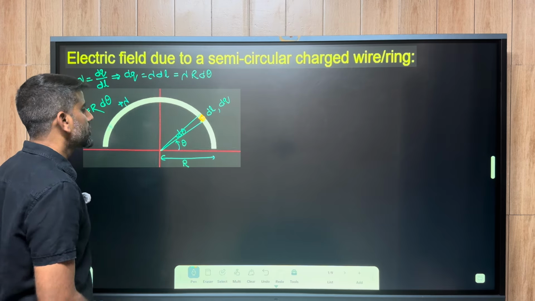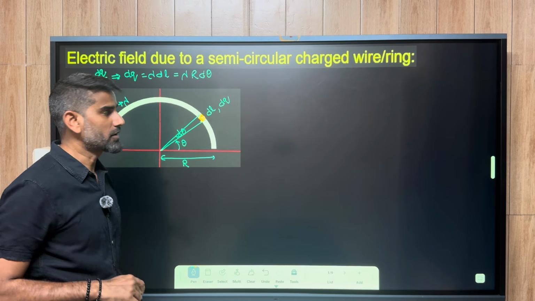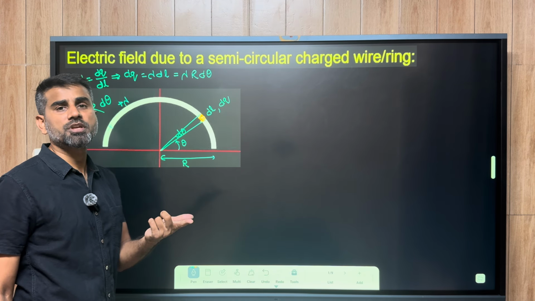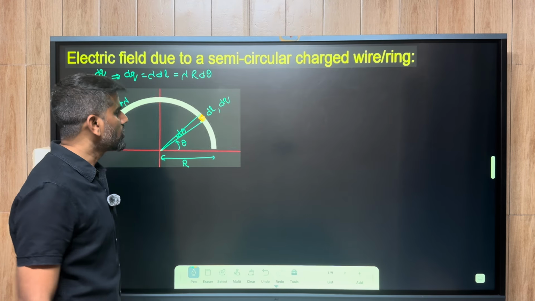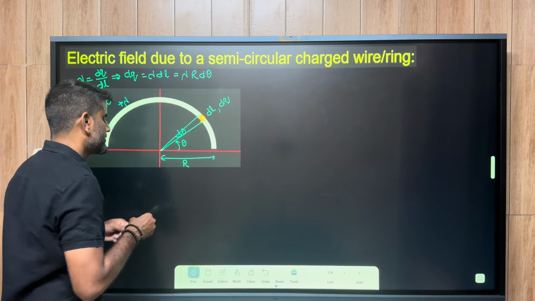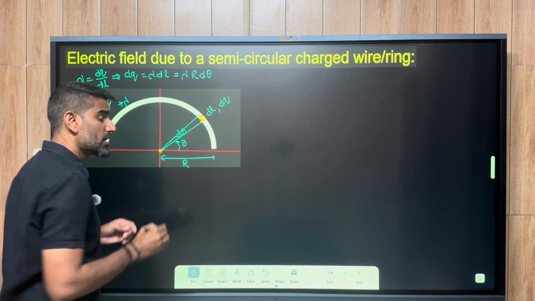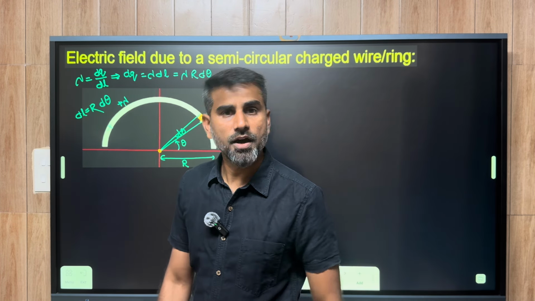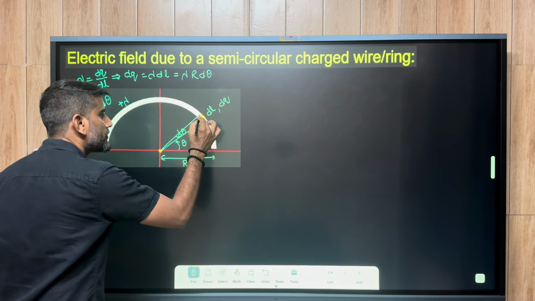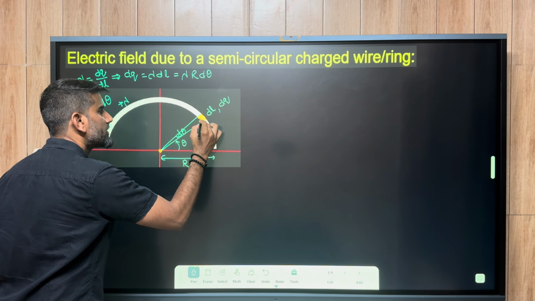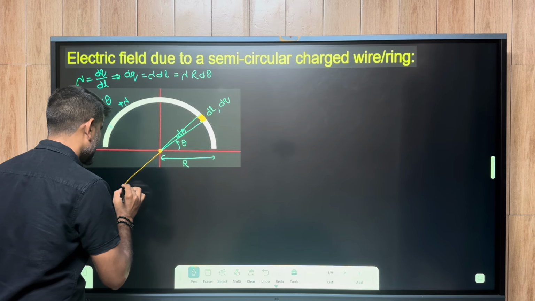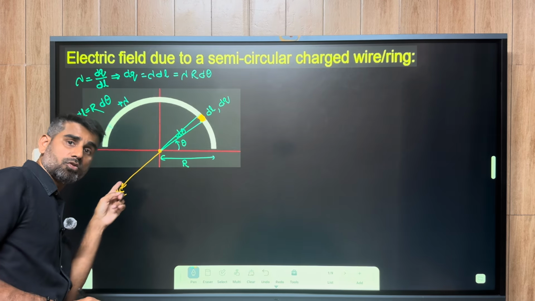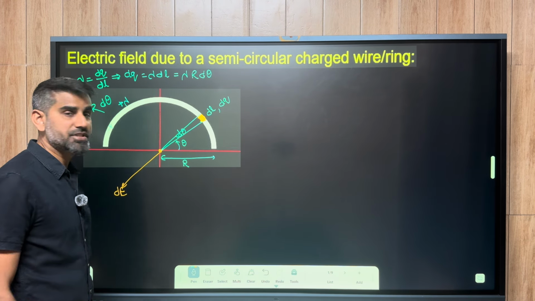Now I'm going to identify the direction of the electric field. As this is positively charged, the electric field always points away from the positive charge at the point of interest. Let us consider that the point of interest is somewhere here. This is the point where I'm going to find the electric field due to this semicircular ring. The electric field due to this arc is in this direction, which is dE. As I have taken a small amount of charge, it creates only a small amount of field, dE.